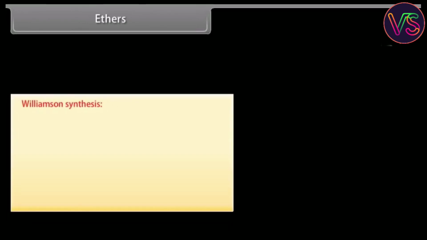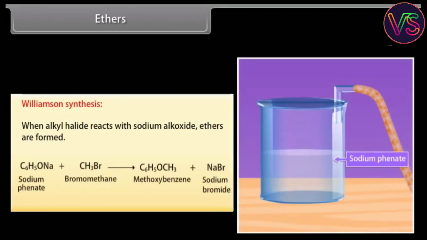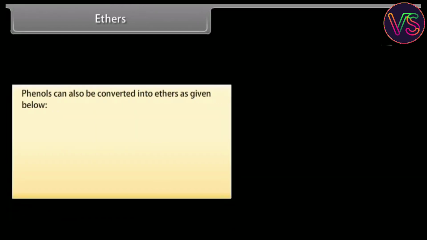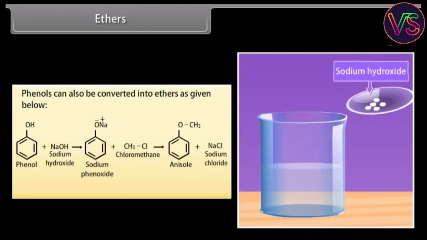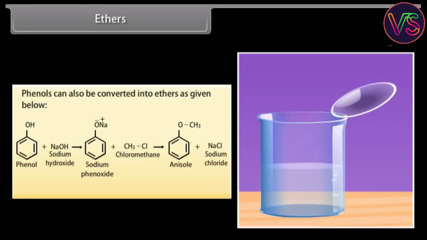Williamson synthesis. When alkyl halide reacts with sodium alkoxide, ethers are formed. Bromomethane is mixed with sodium phenate and it gives methoxybenzene and sodium bromide. Phenols can also be converted into ethers as given below. On mixing sodium hydroxide into phenol, it forms sodium phenoxide. Then, on adding chloromethane, it forms anisole and sodium chloride.